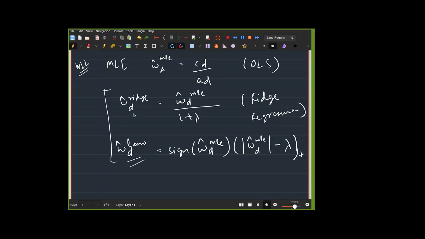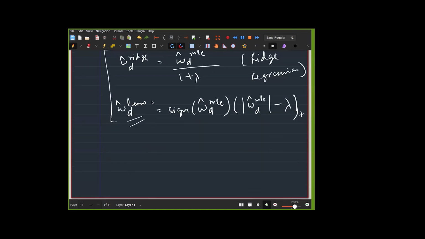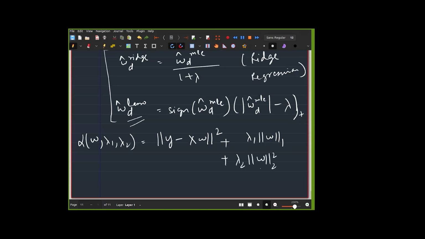Now, it is also possible to combine lasso and ridge together. So for example, I could define my new loss function, which is a function of W, lambda 1 and lambda 2, which is just the norm of y minus x times W whole squared, plus lambda 1 times the L1 norm of W, plus lambda 2 times the L2 norm squared. So we have here combined L1 and L2 together. And it's basically the combination of ridge and lasso regression, and it is called elastic net.